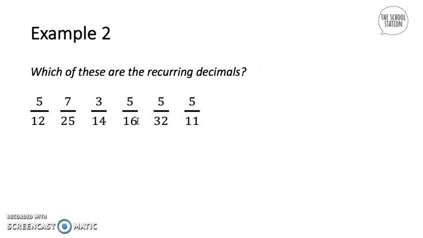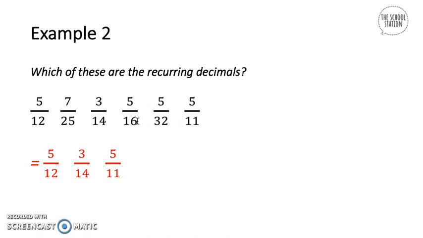Here, we're asked to find which are the recurring decimals. We have 5/12, 7/25, 3/14, 5/16, 5/32, and 5/11. Again, pause this video and have a go at finding out which are the recurring decimals. Alright guys, hope you have tried, and here is the answer. We have 5/12, 3/14, and 5/11.